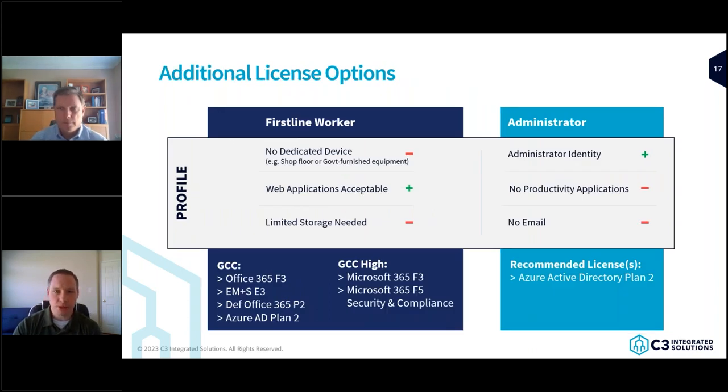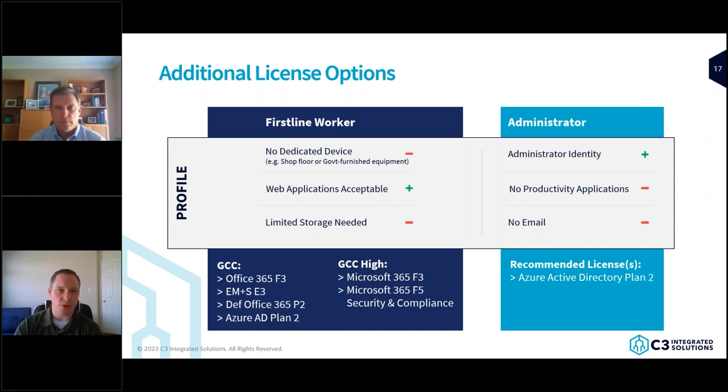When we think about our user groups, we also have frontline workers. These folks are potentially working on a shop floor, maybe they're issued GFE and they're only really checking email from time to time about the company picnic or potentially to do timesheets. For these folks, we're assuming that they're not receiving a company issued computer. They can work just fine off of web applications such as Word Online or Excel Online because they're really using it for a lightweight purpose.